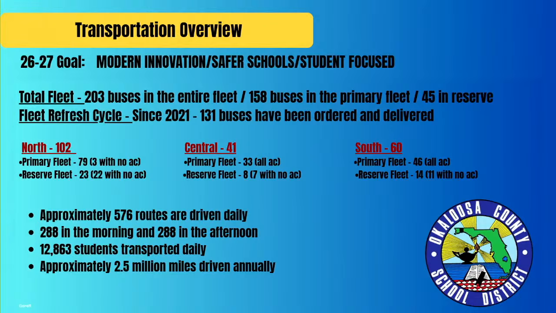Obviously, in the north end, you have your 3 zones. In the north, we have 102 buses. There's 79 in the primary fleet. This next order that we just placed will get our 3 last remaining non-AC buses off the road. Our 3 that do not have AC, we keep those on short routes, primarily morning, because obviously this time of year it is hot. So we do accommodate the allocation of buses for that. Central, we have 41 buses, and in the south end, we have 60. All of those primary routes are AC buses.